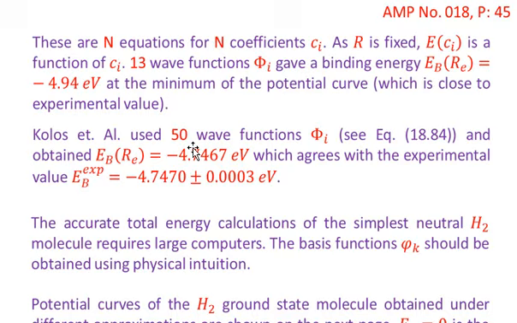Kolos et al. used 50 wave functions phi I defined by equation number 84 and obtained the binding energy at its equilibrium position to be equal to minus 4.7467 electron volt, which agrees with the experimental value of EB, experimental, equal to minus 4.7470 plus or minus 0.0003 electron volt.